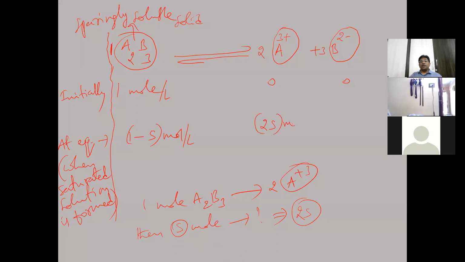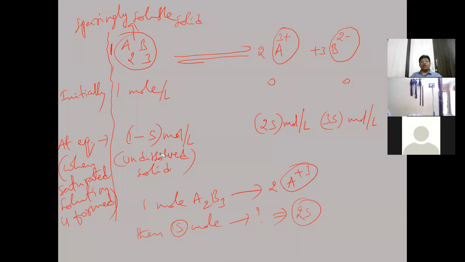2S moles per liter of cations. And 3 moles of anions, so 3 into S, 3S moles per liter will be forming. So 3S moles per liter and 2S moles per liter we got. How much of the sparingly soluble A2B3 is left over undissolved? 1 minus S. It is the undissolved solid at the bottom of the vessel.